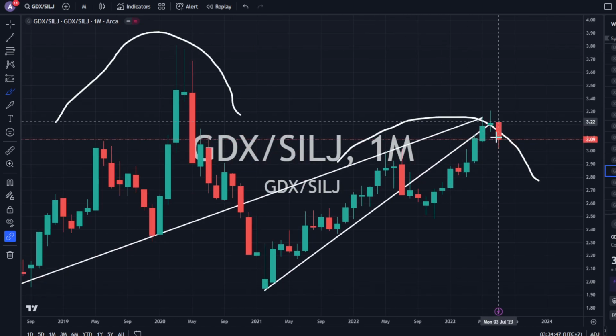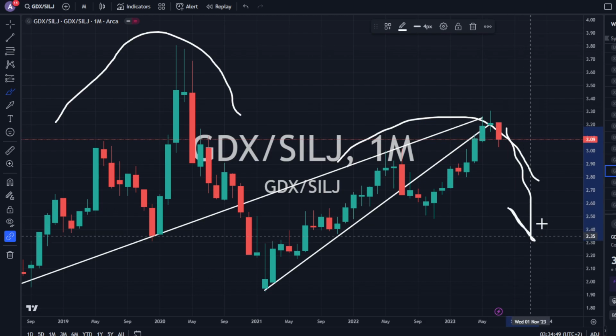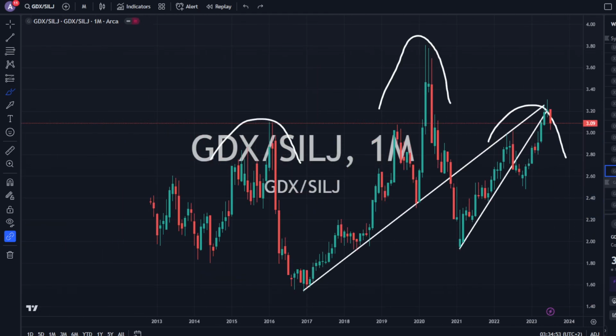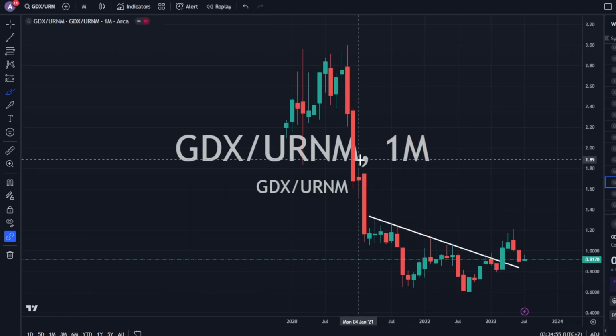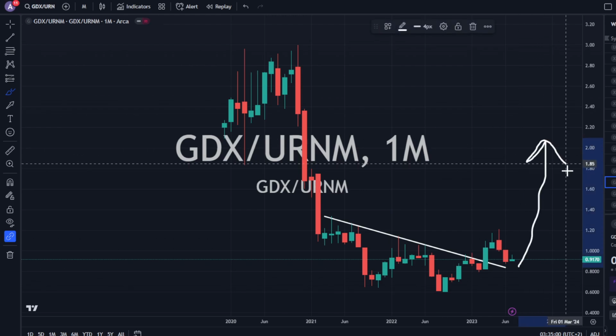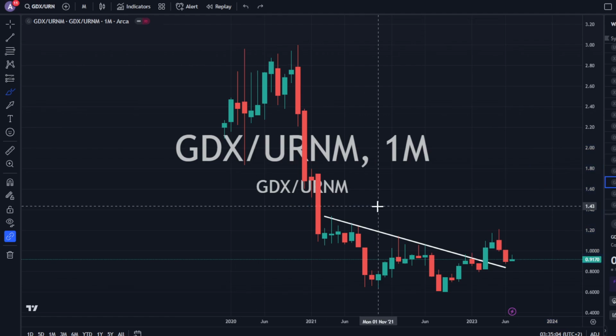GDX versus silver, we've got the big reversal candlestick that looks like it could go lower, where SILJ could start to outperform GDX. We've got GDX versus URNM. As weird as this looks, guys, this looks like to me that GDX could outperform URNM, given this ratio and the trend line break and how low this is.